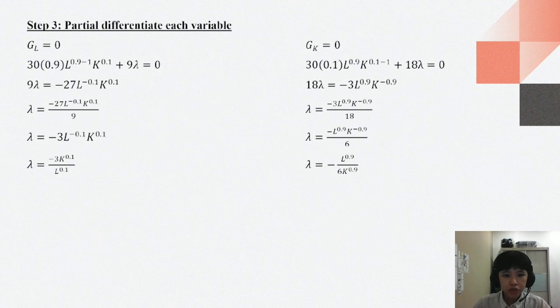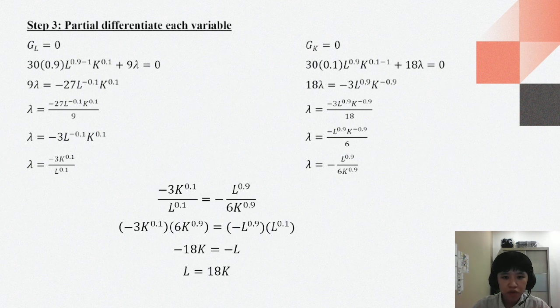Step 3, we partially differentiate with respect to each variable. In this case, we partially differentiate the function g with respect to L and K, and then set both equations equal to 0. After the differentiation and calculation, we obtain two equations where lambda is in terms of variables L and K. Hence, we can equate both equations and solve to get the relationship between variables L and K.